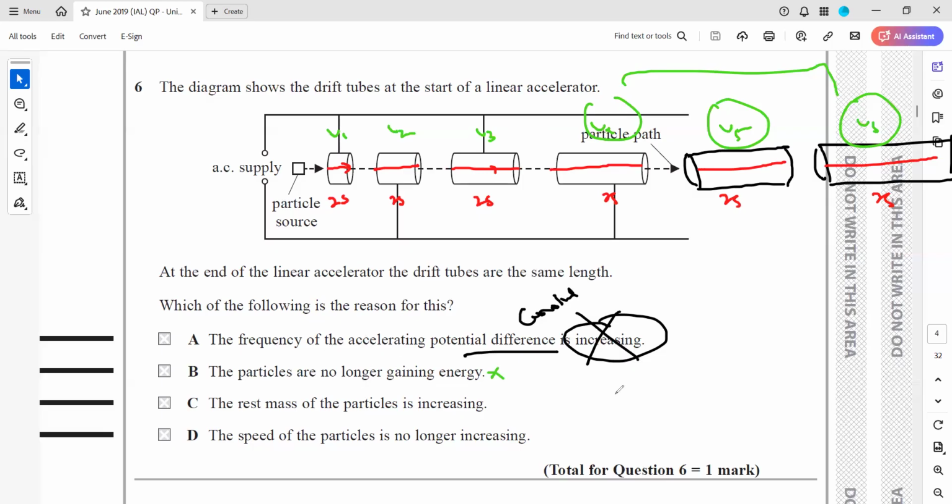So what actually happened? Has the particle no longer gained energy? That is also wrong. The particle will gain energy, but the energy it gains will increase the mass. E equals mc squared. So the energy the particle gains increases its mass. The rest mass does not change. Rest mass is the mass of a particle when it is at rest. It should be that the mass of the particle increases. If this was a statement given to us, then we'd select C as the right answer.